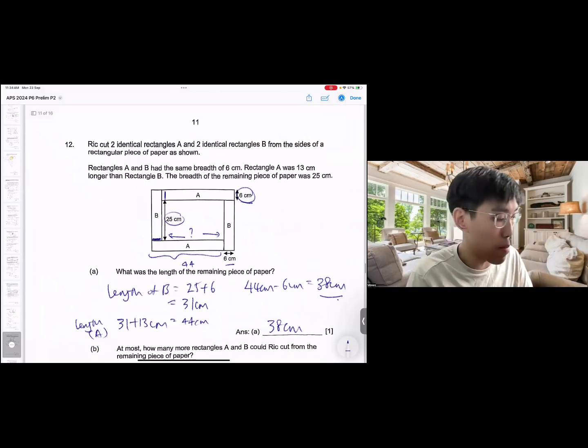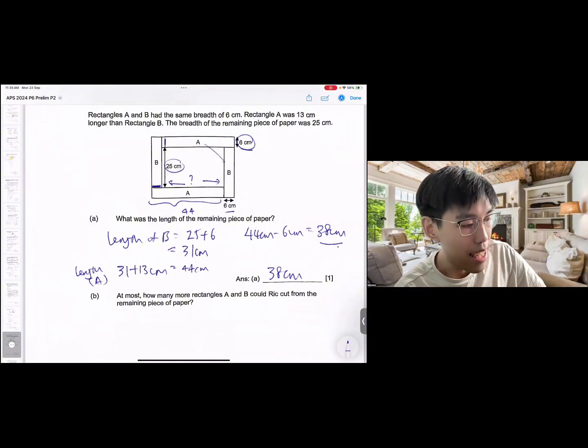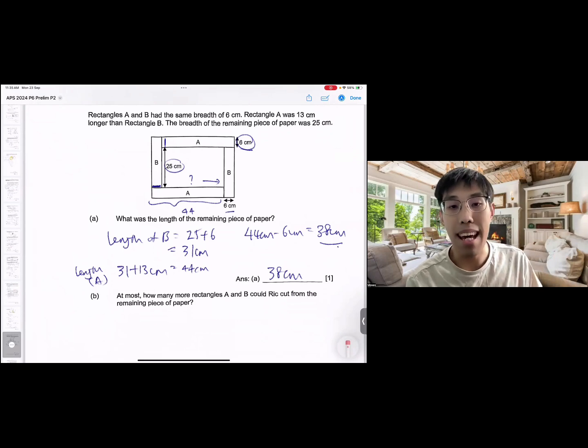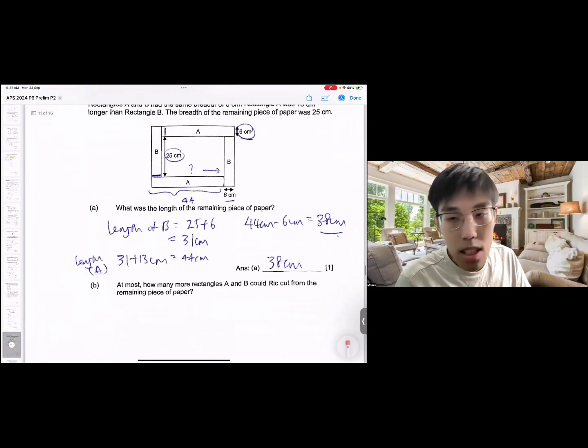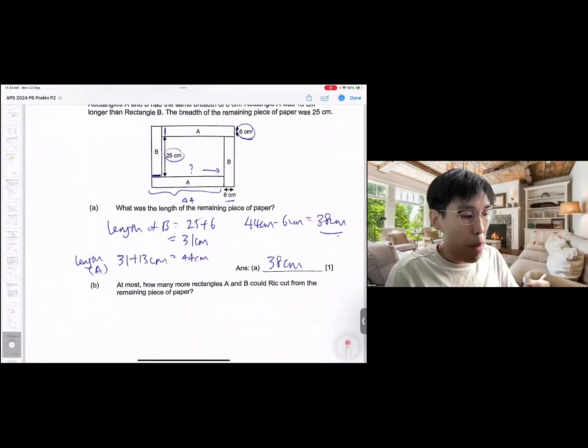Part B is the one that kills a lot of people. At most, from the remaining area inside here, how many rectangles of A and B can we cut from the remaining piece of paper? This one, a lot of people got thrown off. Okay, so I want to reconsolidate and let's collate everything into part B.